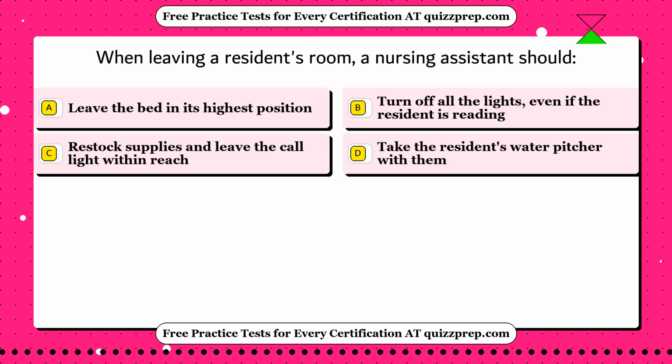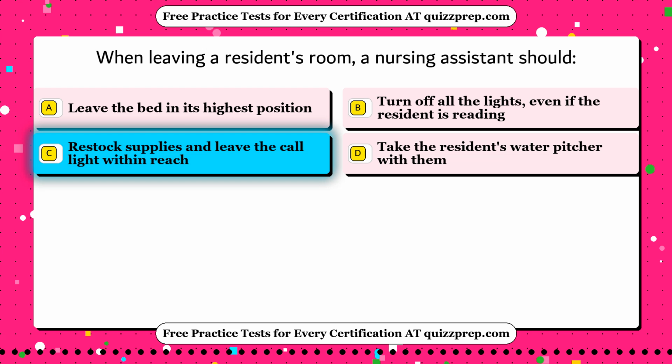Question 77. When leaving a resident's room, a nursing assistant should: Option A, leave the bed in its highest position. Option B, turn off all the lights, even if the resident is reading. Option C, restock supplies and leave the call light within reach. Option D, take the resident's water pitcher with them.